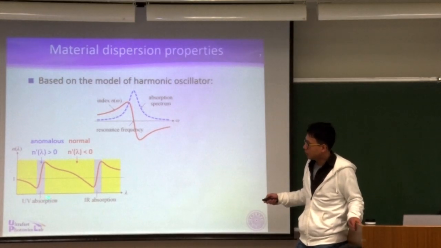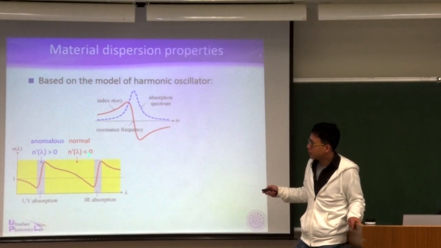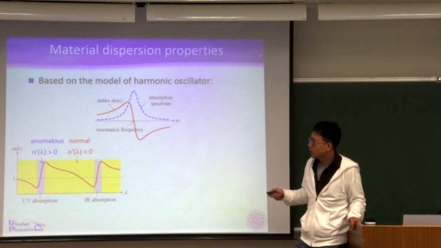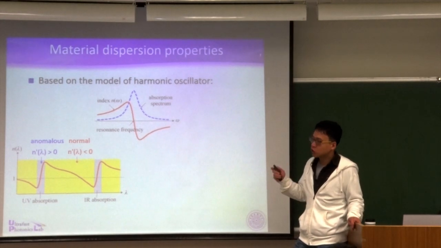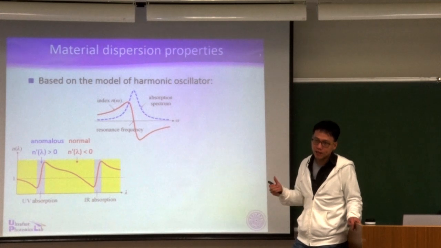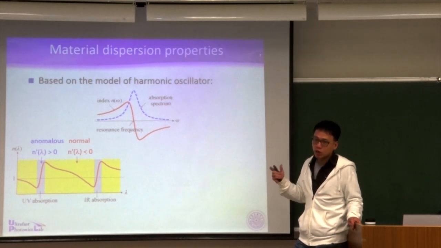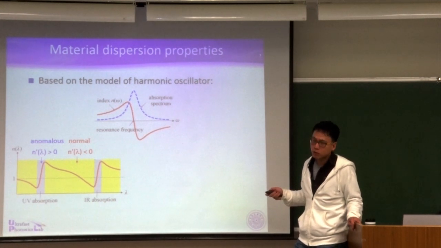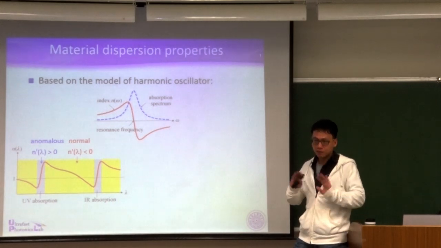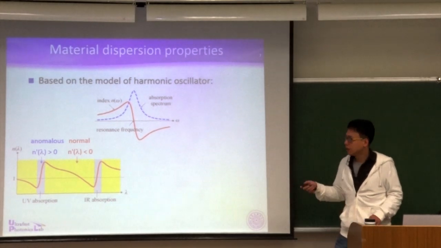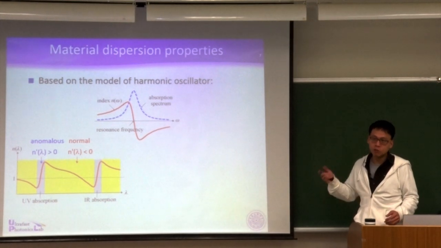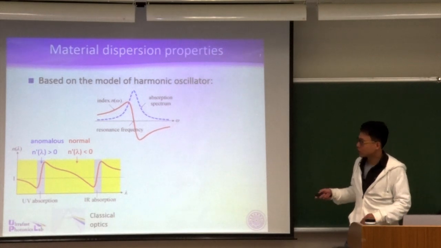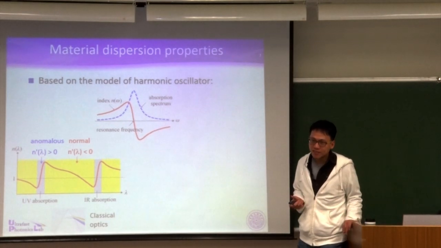Conversely, in the yellow tone region, you have negative slope. You can see the index decreases with wavelengths. This is the normal dispersion area. Okay? If you use the slope of index as the definition of anomalous or normal dispersion, this is the way we can categorize them. The gray area, anomalous dispersion, yellow area, normal dispersion. And this is used in classical optics.